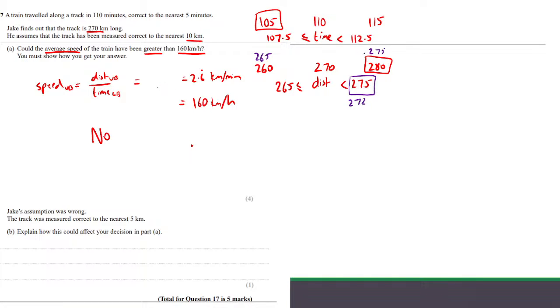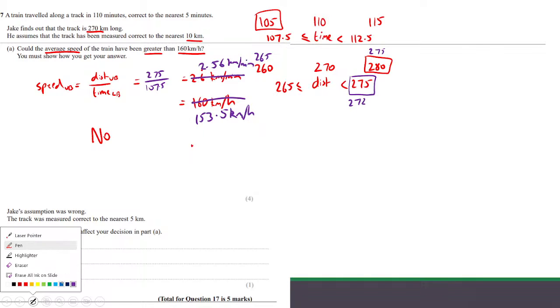The distance number I should have used was 275, and the time should have been 107.5. So 275 divided by 107.5. Okay, that's 2.56 kilometers per minute. And if we times that by 60, that gives us 153.5 kilometers per hour. So the answer is still no.